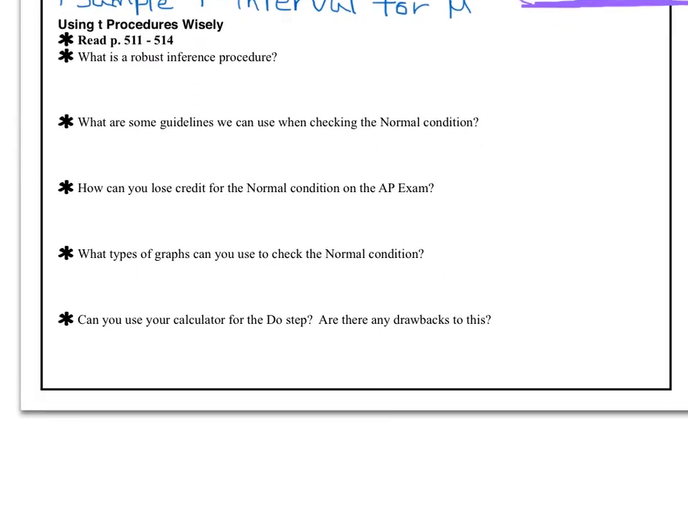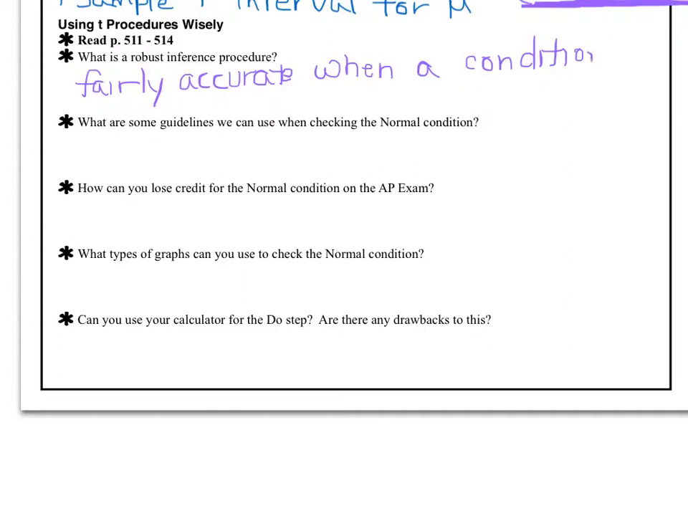Okay, let's talk a little bit more about T procedures. The T procedure is a pretty robust inference procedure. And what robust means is that it's fairly accurate even when a condition is violated. More often than not, we talk about the condition that's violated as being the normal condition.